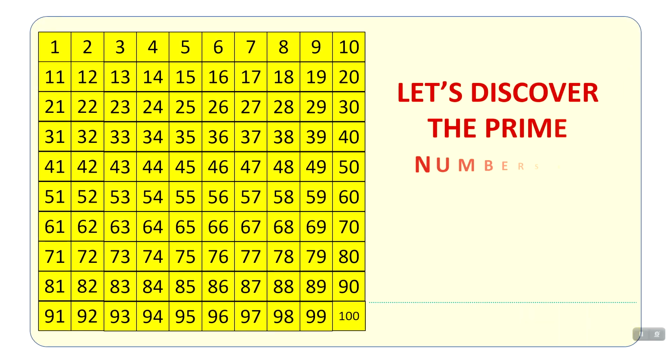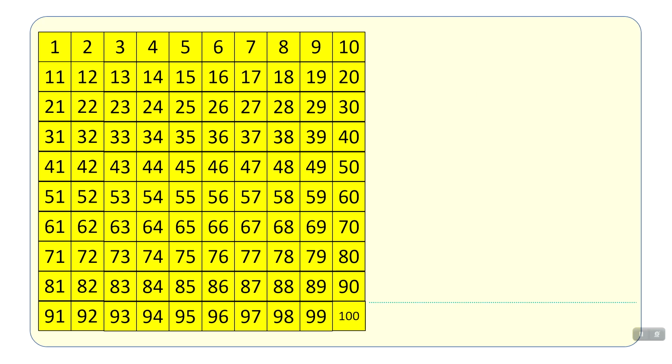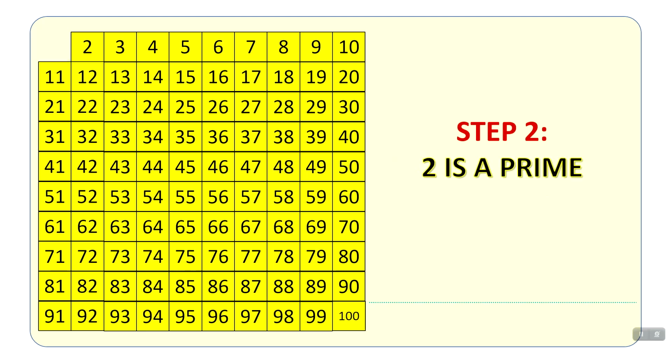Let's discover the prime numbers by using the 100 number grid. To find the prime numbers using the 100 grid, we are going to step by step start to identify the primes that we know and then get rid of all of the other numbers that can be divided by that number. So let's go. Step 1. 1 is not a prime. Let's eliminate it. Step 2. 2 is a prime. So we're going to keep that.